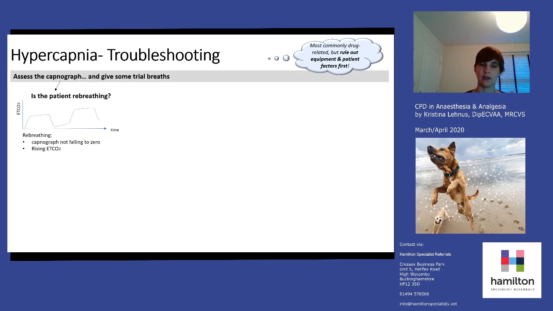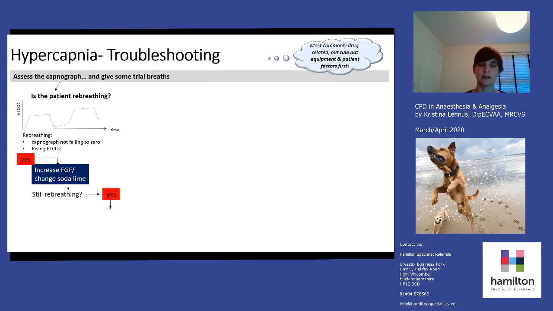So I've drawn a capnograph there where you can see that the capnograph on the second breath does not fall to zero. So there's a gap between the x-axis and the bottom of the capnograph. And then the end tidal CO2, which is denoted by the plateau, is increasing as well. So if the animal is rebreathing, then you might need to increase the fresh gas flow if you're on a non-rebreathing system like a T-piece, or change your soda lime if you're on a circle system. You then give another breath, or you continue monitoring whether or not the animal is rebreathing.